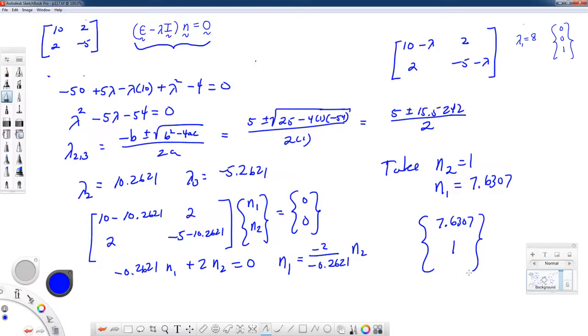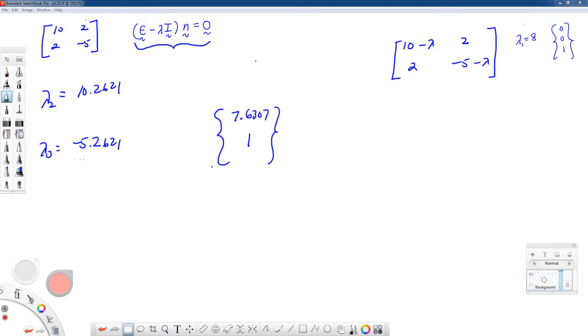Now when I look at this vector, this is not a unit vector. And while that is an eigenvector, for our purposes, we want to convert that over into a unit vector. So the way that we do that is we divide these terms by the magnitude. Let me make some more room. Okay, so I need to find the magnitude of this vector.